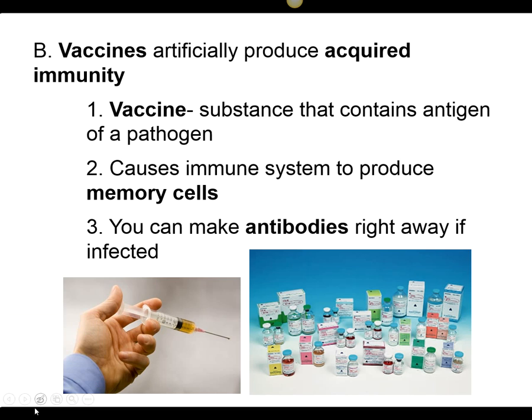Vaccines. A vaccine is something that contains the actual antigen of the pathogen. So let's say I have a virus. I'm going to actually take the part of the virus that my white blood cells can recognize. I'm going to take like a weakened form of the virus, put that in here. So I actually take the antigen, the thing on the virus, the thing on the surface of the cell that triggers the immune response. But I just want that. I don't want the whole thing because I don't want to get sick.